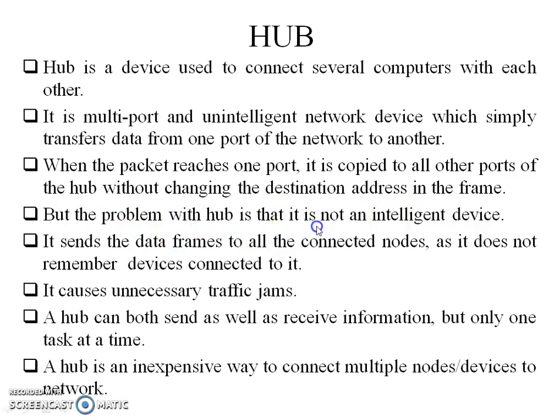The problem with hub is that it is not an intelligent device. It sends the data to all the connected nodes as it does not remember the devices connected to it. Because of this, it creates an unnecessary traffic jam. A hub can both send and receive information, but only one task can be performed at a time. Despite these drawbacks, hub is still used because it is an inexpensive way to connect multiple nodes.